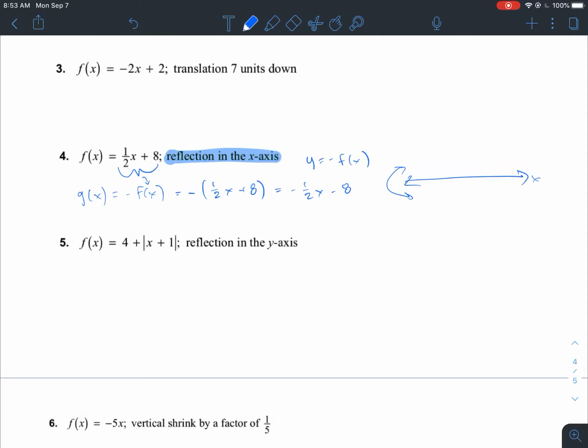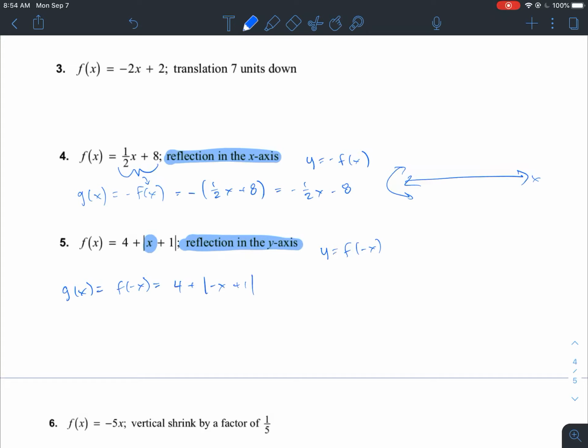Okay, for number 5, a reflection in the y-axis. So that was y equals f of negative x. Okay? So g of x is equal to, and then where we see x in our function, we're going to replace it with negative x. So we say f of negative x, which is equal to 4 plus absolute value of negative x plus 1.